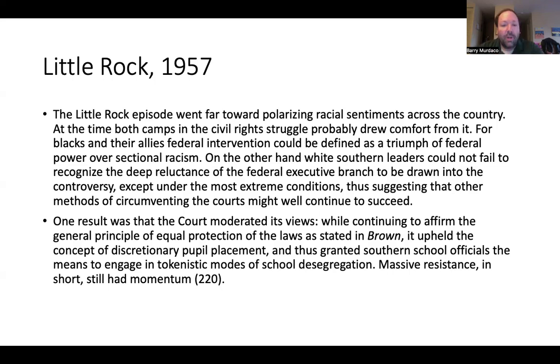One result was that the court, they even point out that the Supreme Court even kind of moderated its views. While not directly contradicting Brown versus Board of Education, obviously, it continued to allow the concept of what they call discretionary pupil placement, basically letting school districts decide which students go to which schools, which continues segregation through other means.